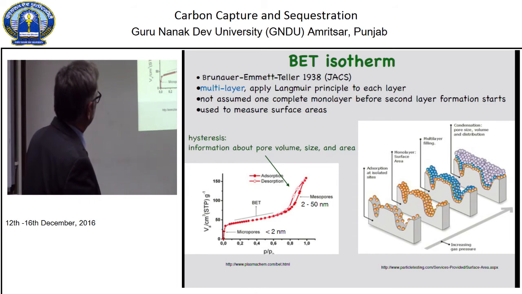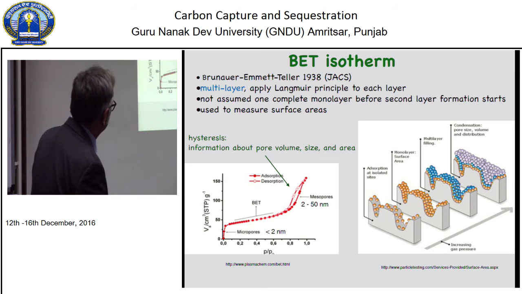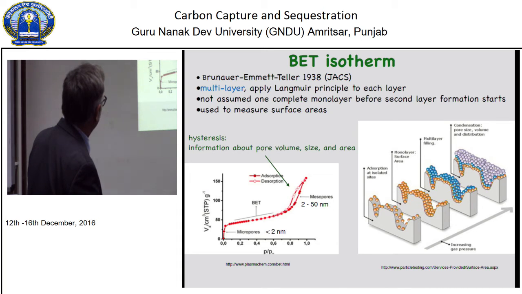So here's a cartoon of a surface, and here you see molecules adsorbing. Here you see a monolayer, and here you see multilayers start to form with some condensation occurring in these very narrow areas. If you look at how much is adsorbed as a function of pressure, you get isotherms that look something like this. These are the so-called BET isotherms.